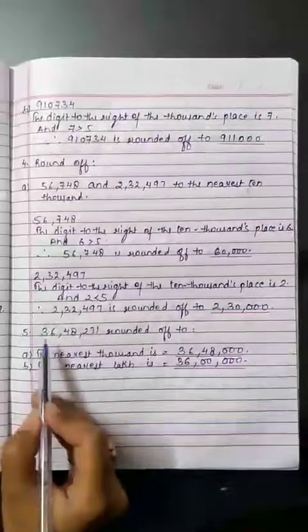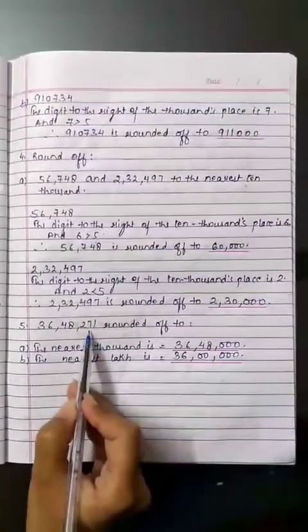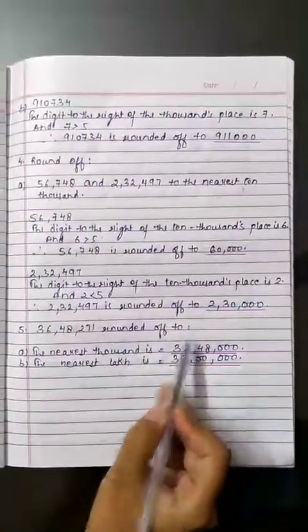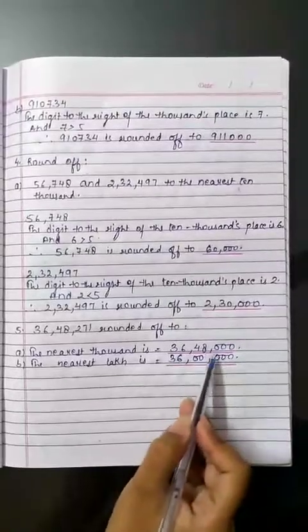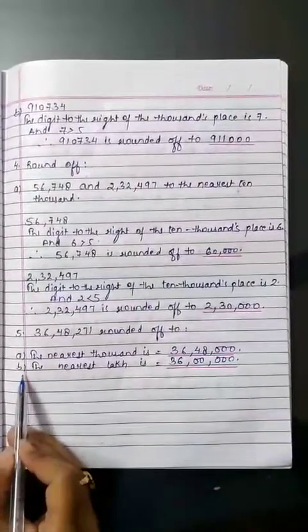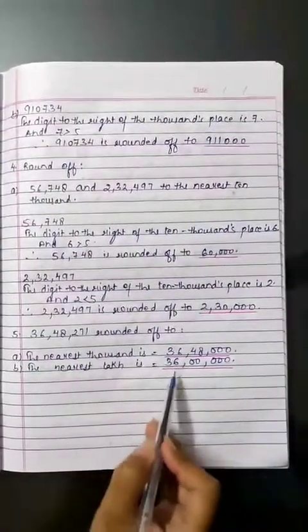Question 5. 36,48,271 rounded off to the nearest thousand is 36,48,000 and B part, the nearest lakh is 36 lakh.